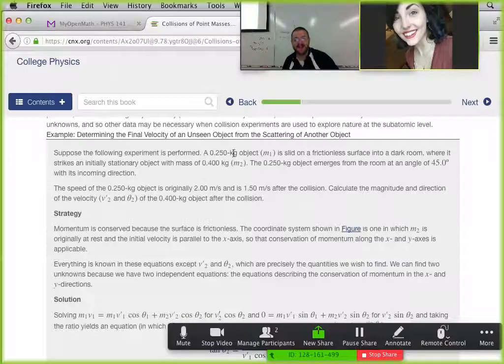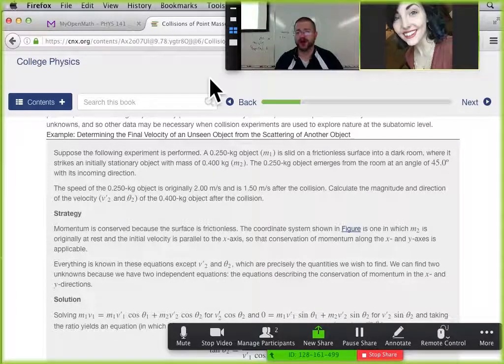So we're sliding this object in on this frictionless surface, and then it strikes an initially stationary object that has a mass of 0.4 kilograms, and the 0.250 kilogram object emerges from the room at an angle of 45 degrees with its incoming direction. And so the speed of the 0.250 kilogram object is initially 2 meters per second and is 1.5 meters per second after the collision. I'm going to calculate the magnitude and direction of the velocity of the second object.